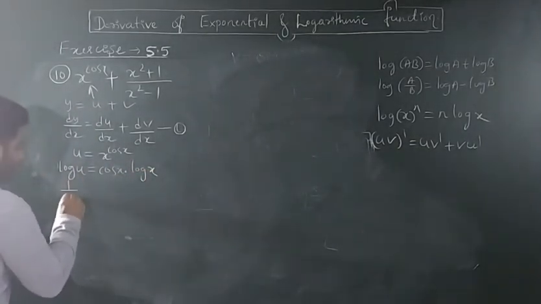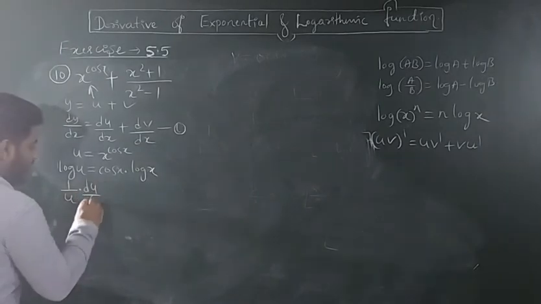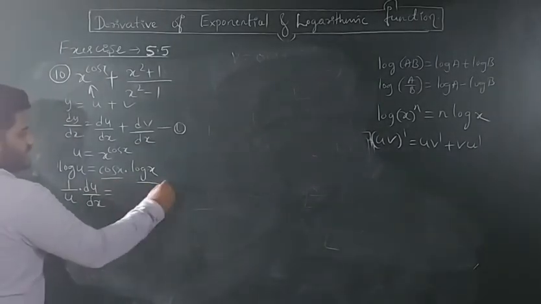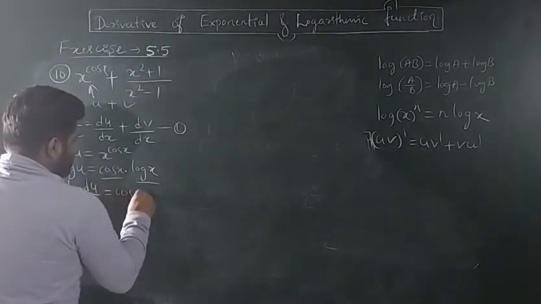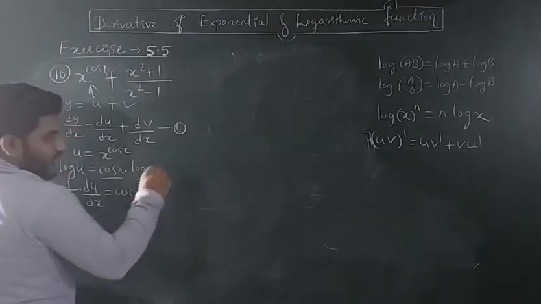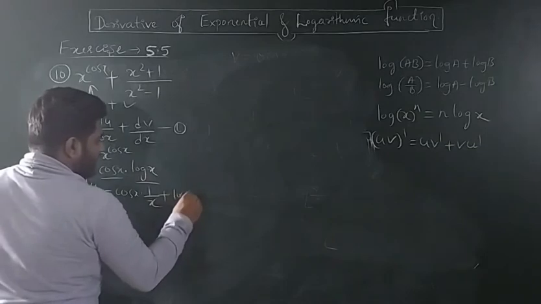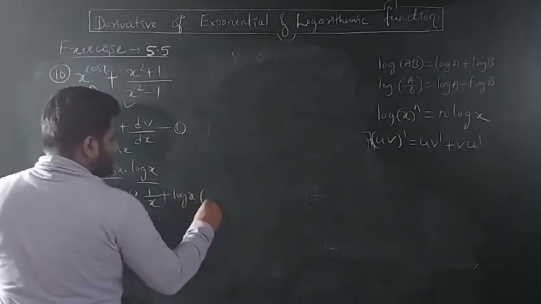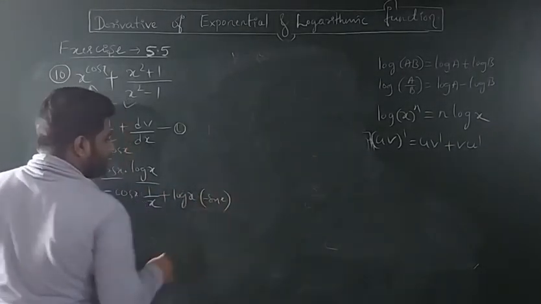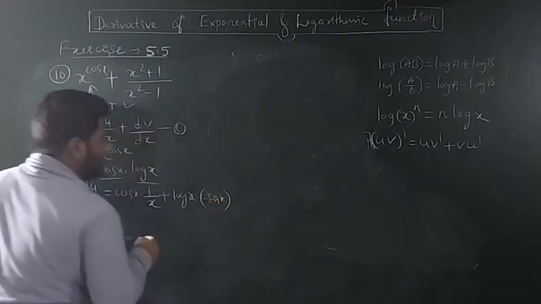The differentiation of log u is 1 by u into du by dx. So again two functions are there. First function as it is, differentiation of log x is 1 by x, plus second function as it is, log x as it is, differentiation of cos x, which is minus sin x. Minus sin x we are getting.